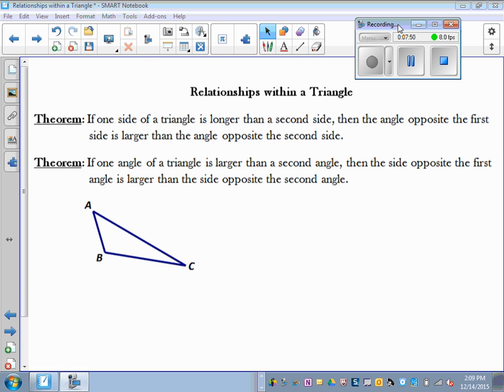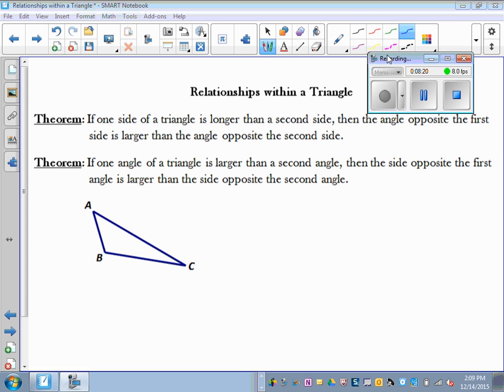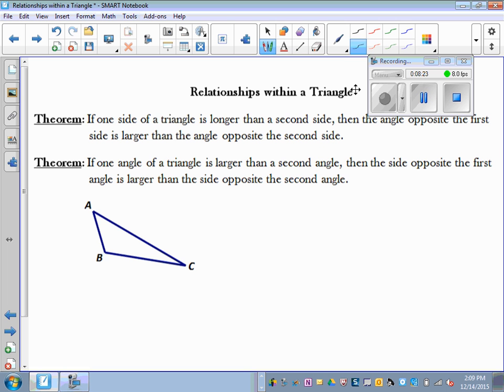So we have some new theorems. Not all of them have names. Our first two do not have names. It says, this is the Jack Adams theory. Alright, if one side of a triangle is longer than a second side, then the angle opposite the first side is larger than the angle opposite the second side. Let's wait for the demonstration. I love the example.